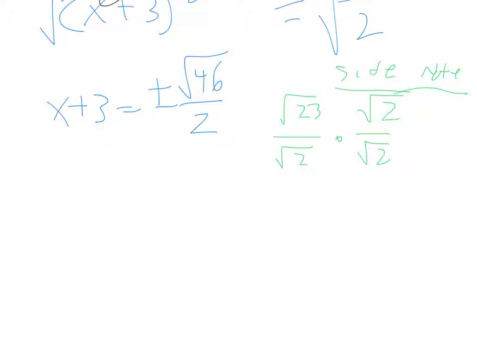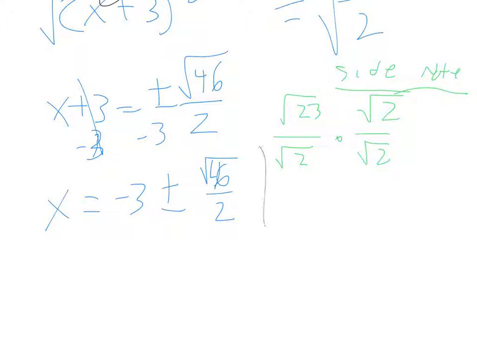So now we have x plus 3 is equal to positive or negative square root of 46 over 2. So we could now solve for x by subtracting 3 from both sides. Those cancel out, so you're left with x equals minus 3 plus or minus square root of 46 over 2. That should be 46. Now, I'm happy with this answer.